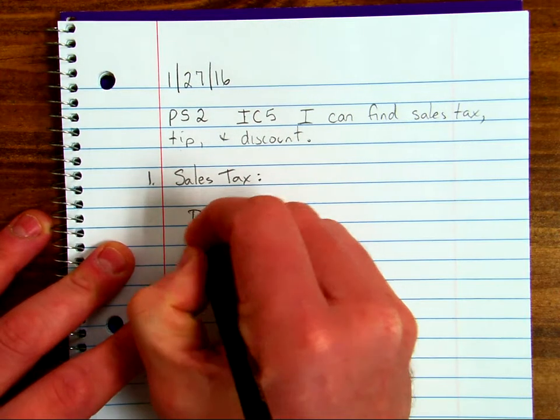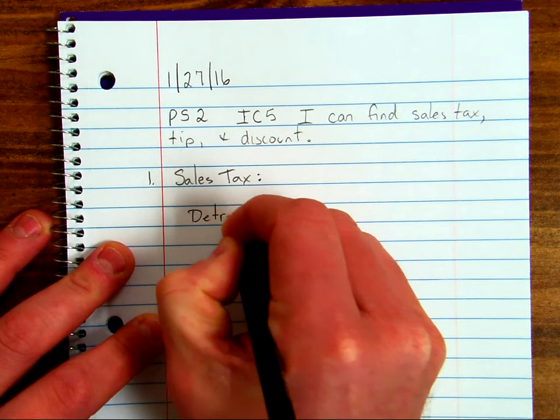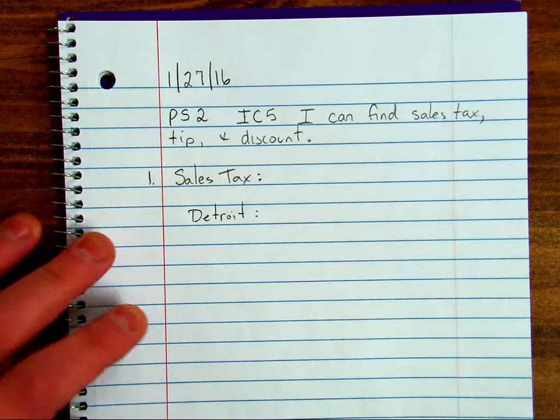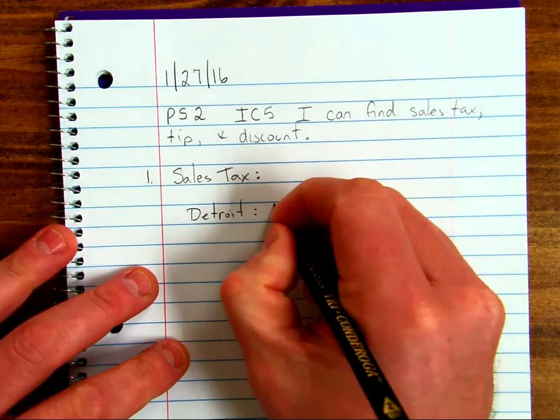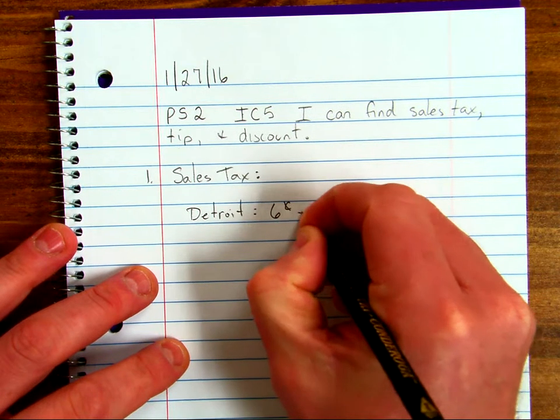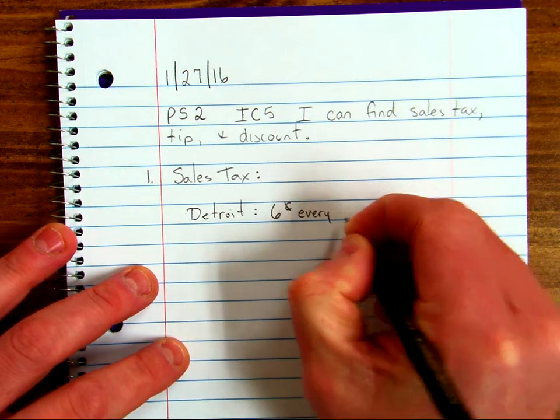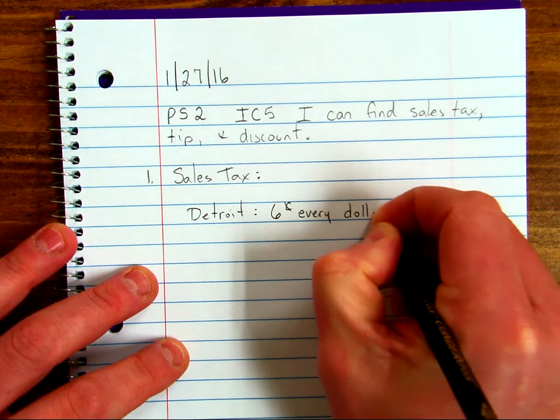Now, in Detroit, does anybody know what the sales tax is here in Michigan? Actually, I probably should have written Michigan, not Detroit, but we'll just say Detroit. Aiden. 6 cents every dollar.